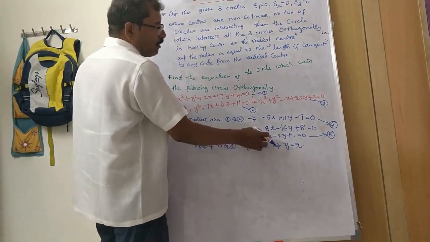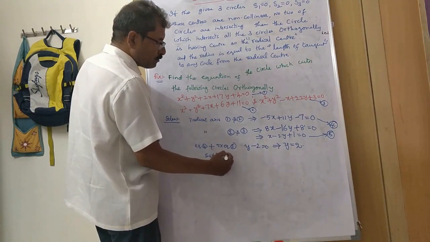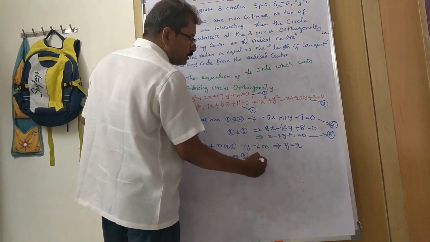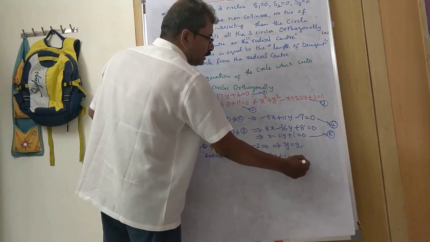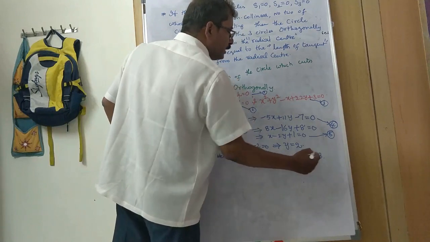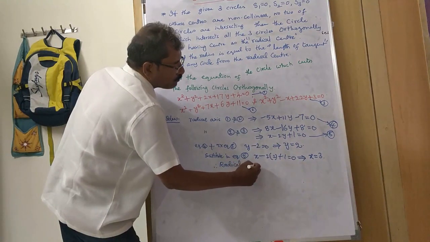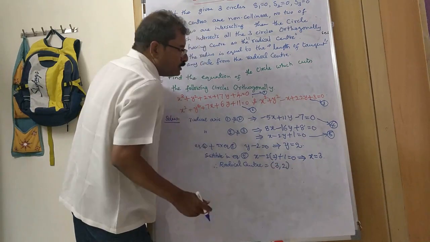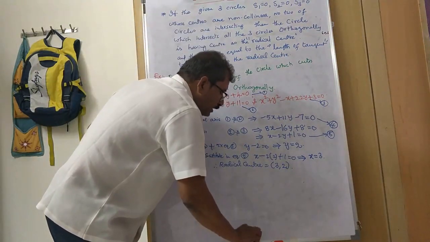You understand this? And after that, substituting in equation 5: x minus 2 into y, which is 2, plus 1 is equal to 0. This is x minus 4 plus 1, x minus 3 is equal to 0. It gives us x is equal to 3. Therefore, the radical center is equal to how much? 3 comma 2. This is the center of the required circle, which is orthogonal to the given 3 circles.